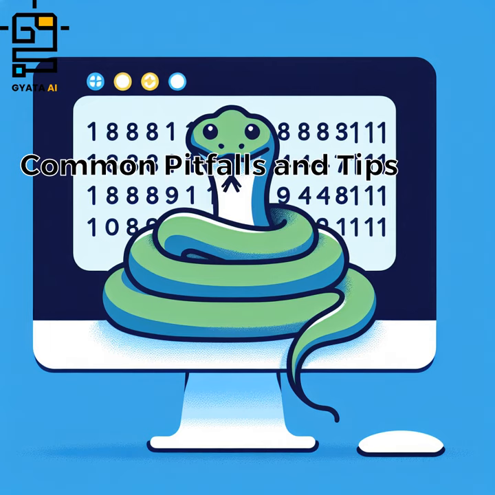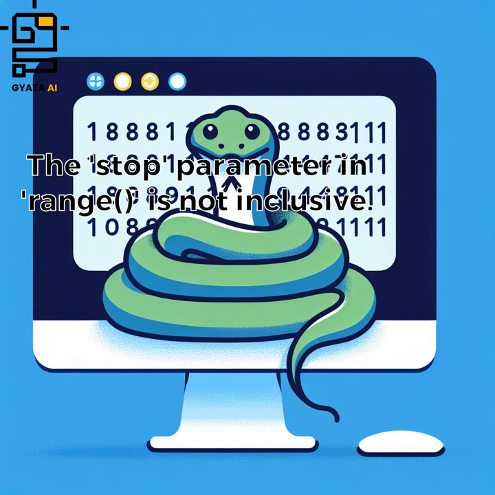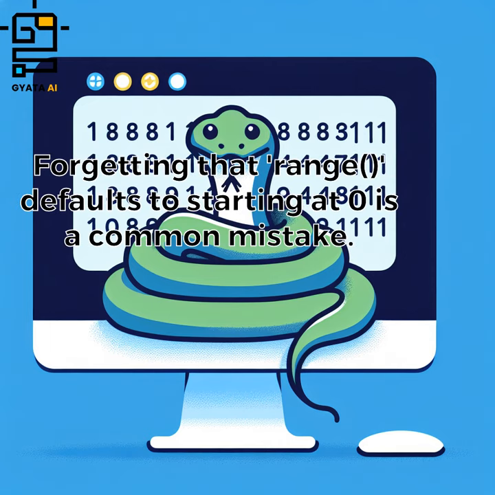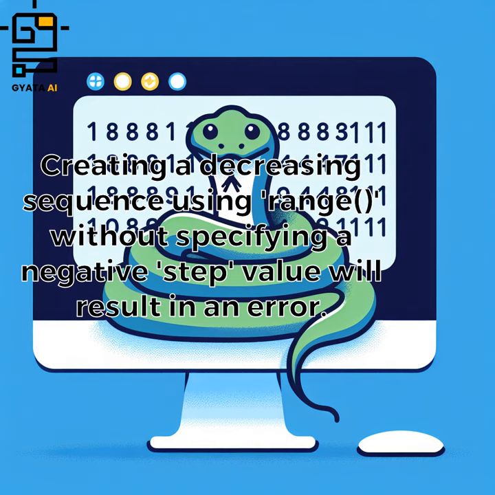Common pitfalls and tips. The stop parameter in range is not inclusive. Forgetting that range defaults to starting at 0 is a common mistake. Creating a decreasing sequence using range without specifying a negative step value will result in an error.